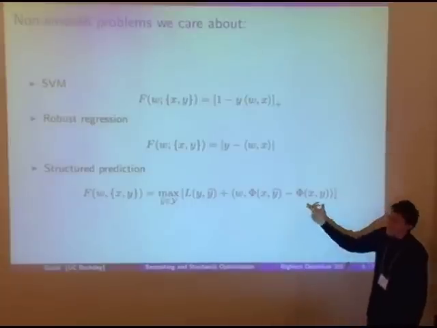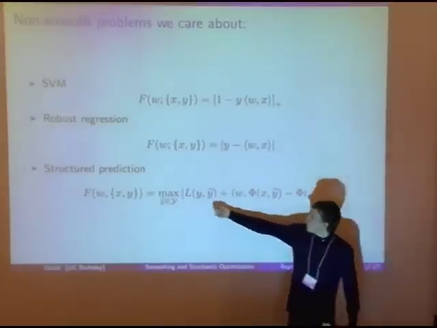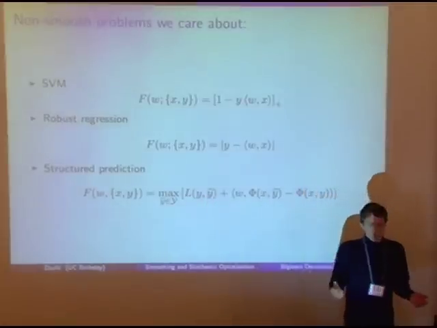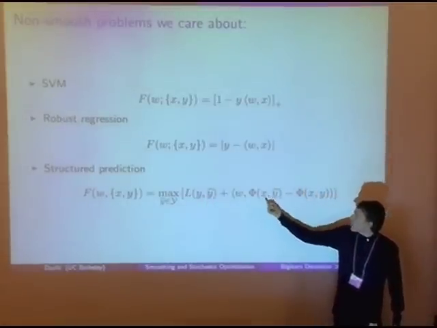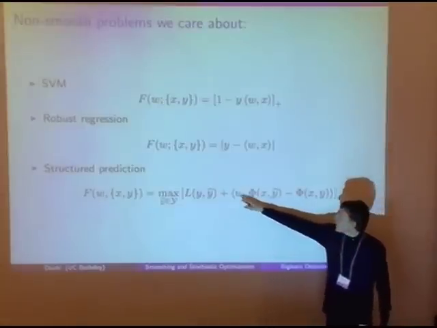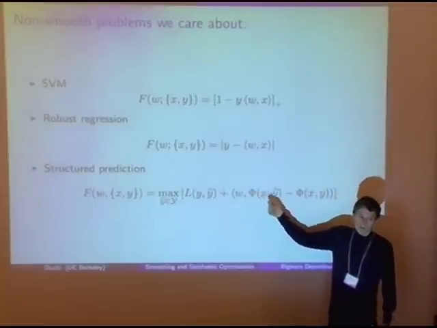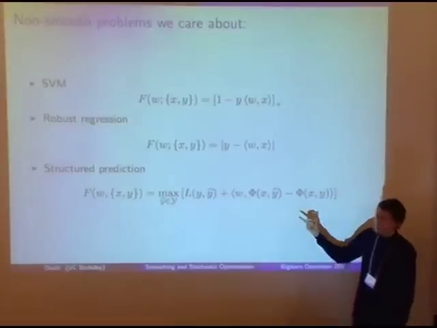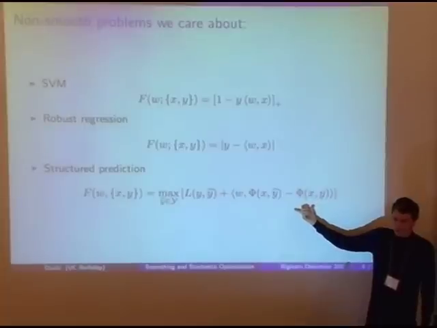But we also care about structured prediction, where we have some loss. Say we're trying to find parse trees. We have some feature mapping, phi of our data x, and then some structured label y, and we want to find weights so that the maximizing y within this feature function is correct. And I defy you to find an efficiently computable smooth version of this for most problems.